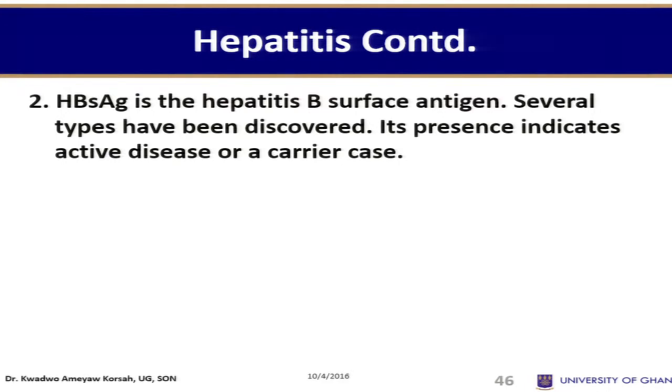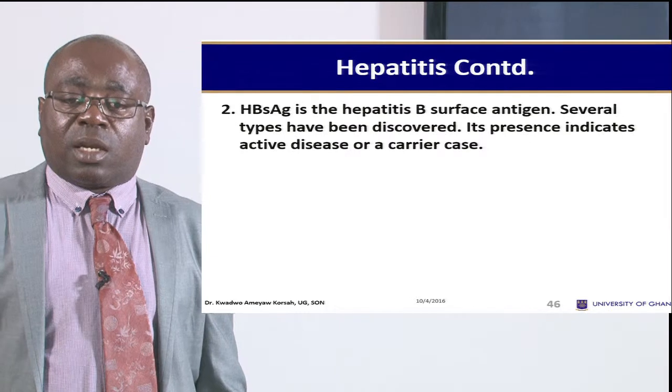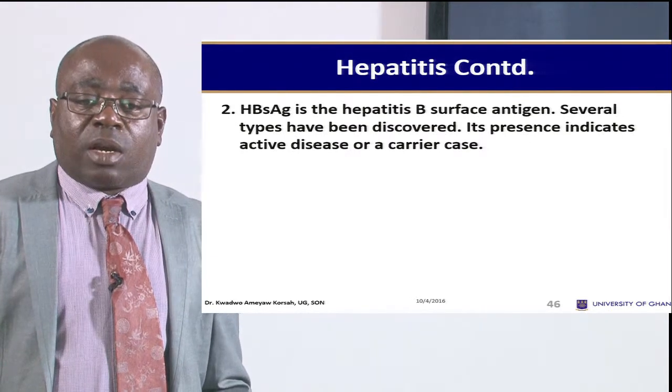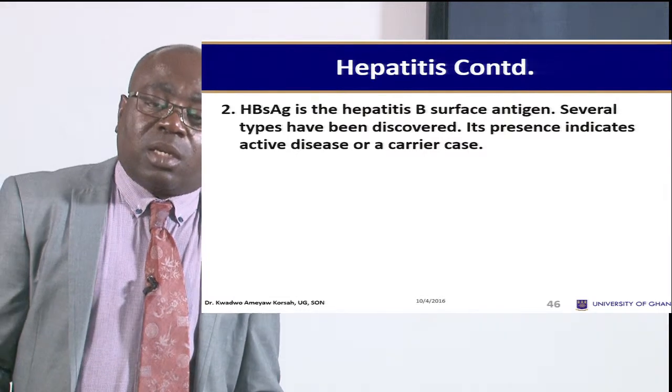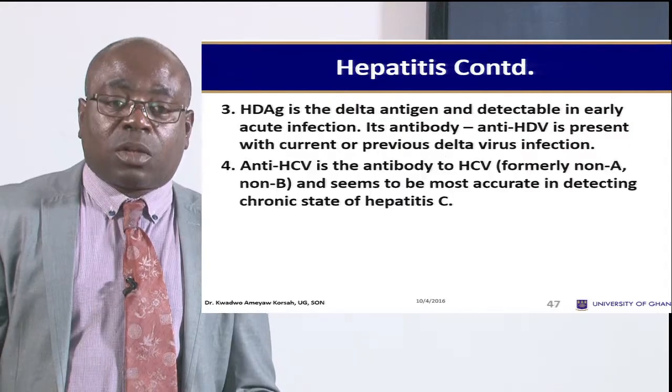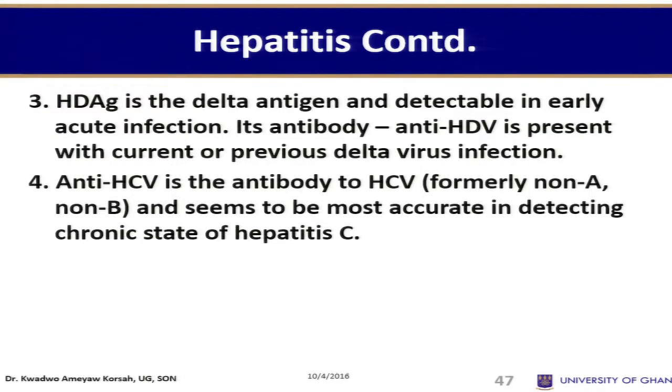We have HBsAg, which is the hepatitis B surface antigen. Several types have been discovered, and its presence indicates active disease or carrier state. In most hospitals, if you have heard about hepatest, this is what we are talking about. We have the HDAg, which is the delta antigen, detectable in early acute infection. Its antibody for HD is present with current and previous delta virus infection.